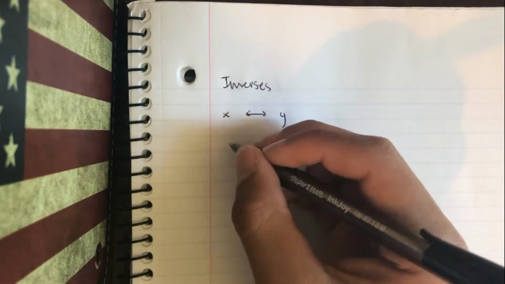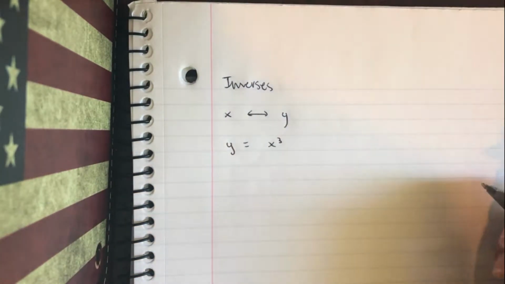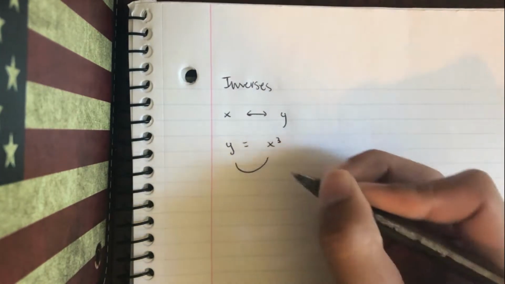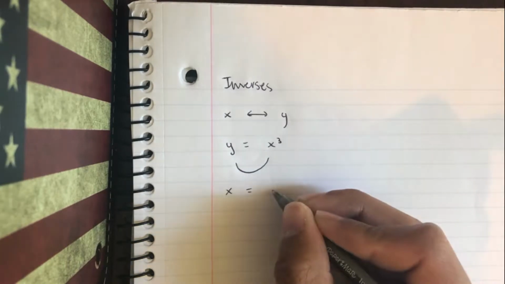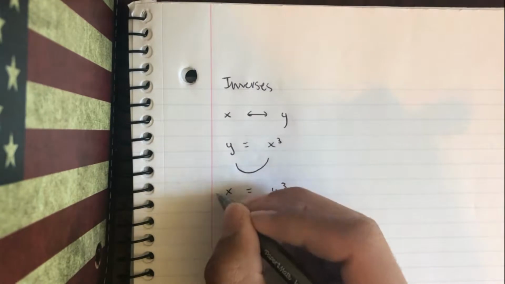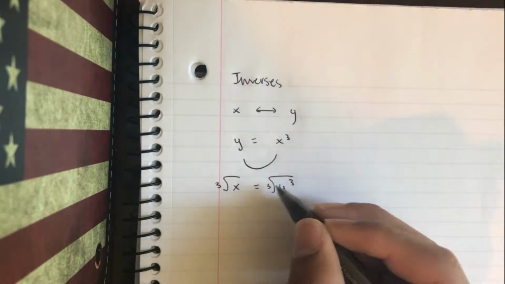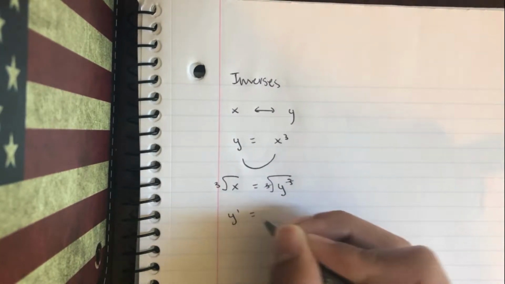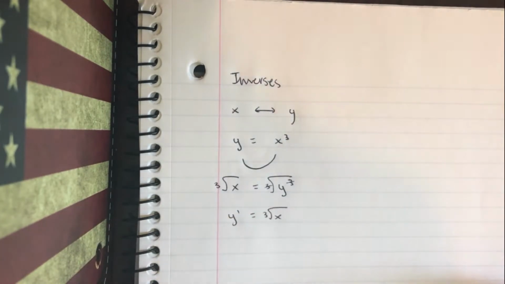Now, if you think back to your pre-cal days, you might have had a function that looks like this. In order to find the inverse of this function, you flip both the x and y values. So initially, your function looks like this. Next, you cube root both sides, and these two cancel out, so you are left with y inverse equals the cube root of x.